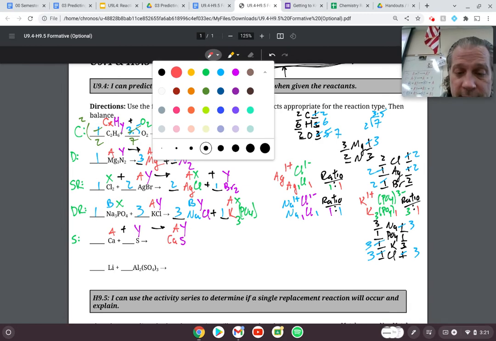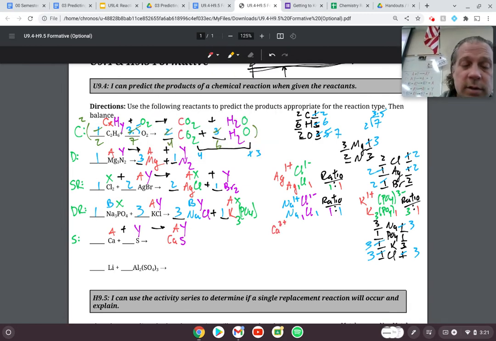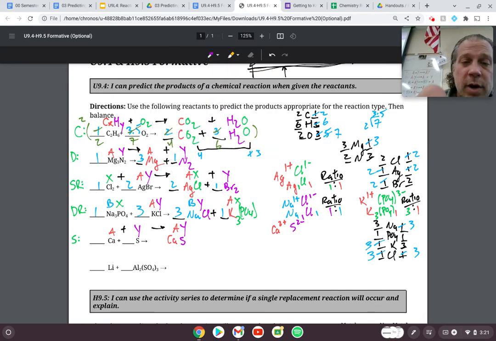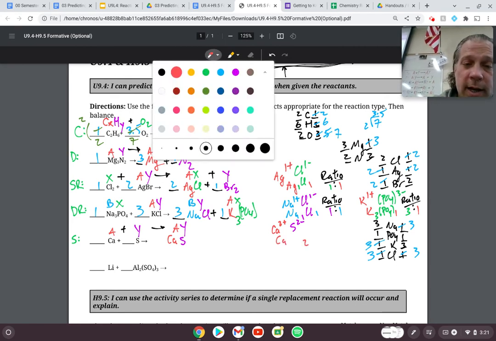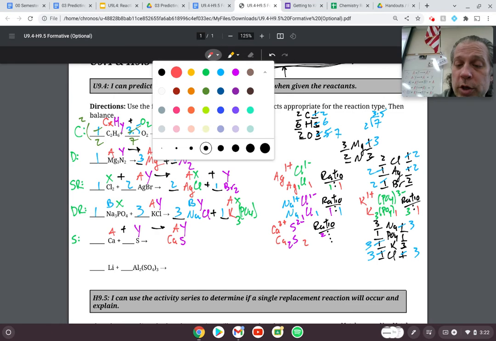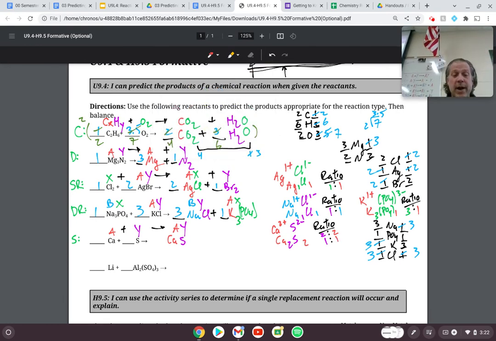So I have Ca, which is 2 plus from the periodic table, and sulfur, which is 2 minus from the periodic table. I crisscross those charges. Ca2S2 is what I get. So I check my ratio, right? And my ratio is 2 to 2, which can be simplified to 1 to 1. So in my product, CaS, I'm going to leave as CaS.